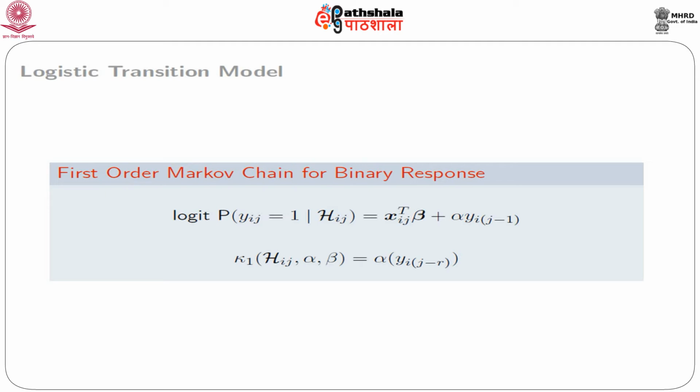A first order Markov chain for binary response is logit P(Y_ij equal to 1 given the past responses eta_ij) equal to X_ij transpose beta plus alpha Y_i,j-1. That means logit of Y_ij equal to 1 depends on the past response. Because it's a Markov chain of order 1, we have r equal to 1, so kappa_1(eta_ij, alpha, beta) is alpha Y_i,j-1.